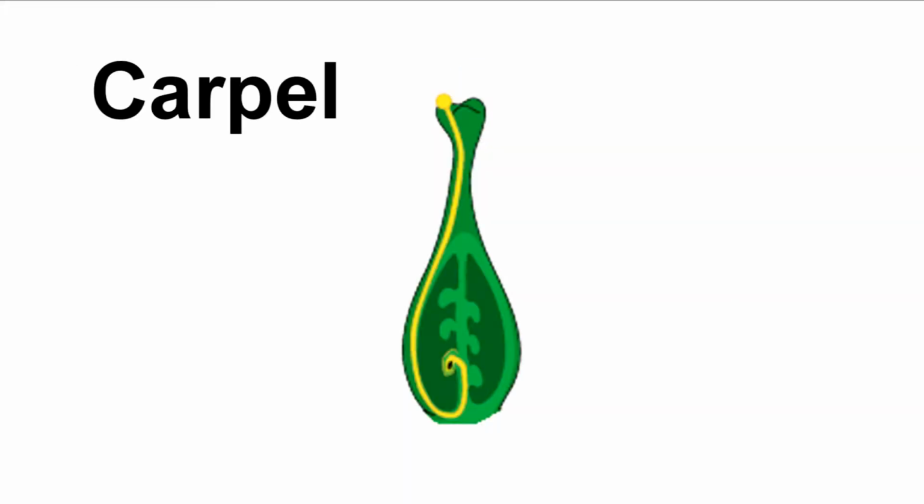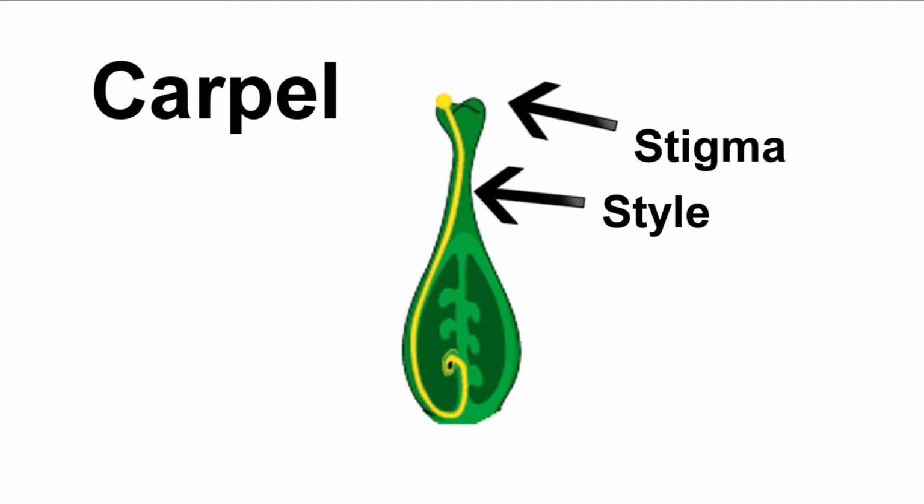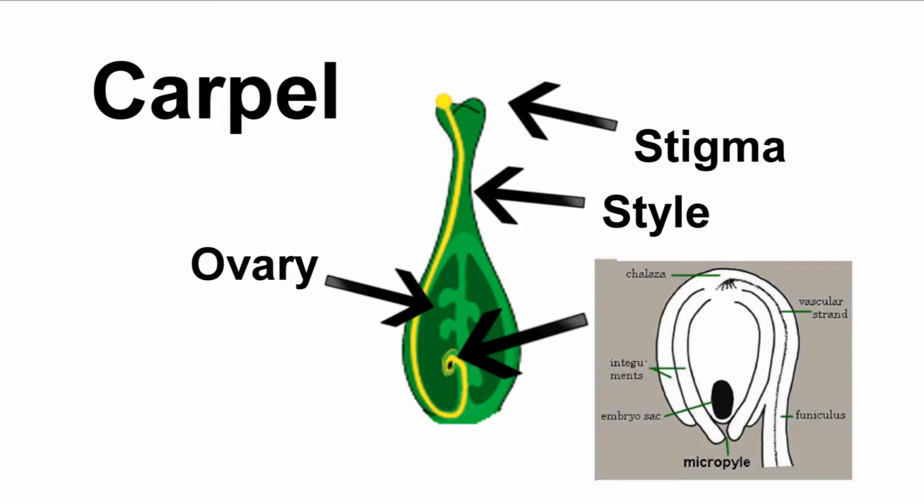The carpel, the female part of the flower. Stigma, a platform on which pollen grains land. Style, a stalk which holds the stigma in the best position to receive pollen grains. Ovary, a hollow chamber. The ovules develop from the wall of the ovary. Micropyle, the entry point for the male nucleus at fertilization.